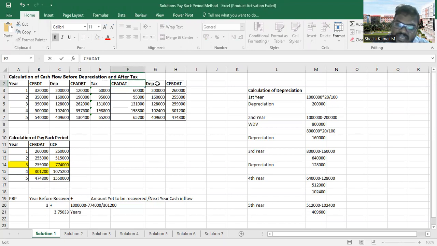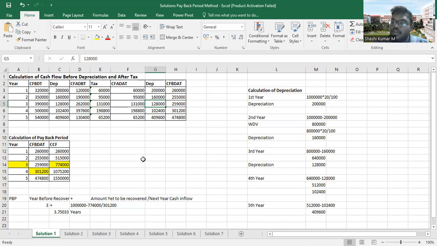Next step is we have to add back the depreciation. Why are we adding back? Because we need information about cash flow before depreciation but after tax. Normally the tax can be calculated only after depreciation. So that is the reason initially we first calculated depreciation and subtracted it, later on we calculated tax. Now again we need to add back the depreciation amount. So that is what we did. So this is the cash flow before depreciation and after tax.